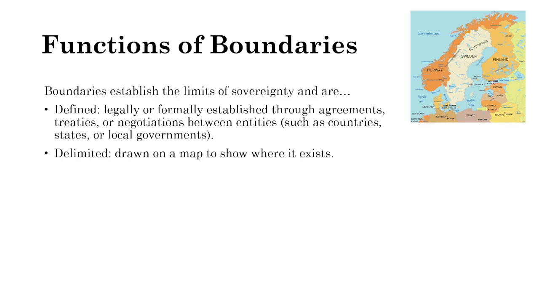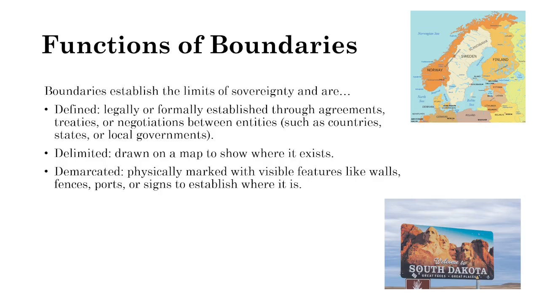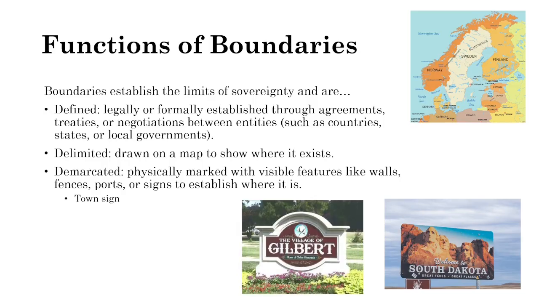Boundaries are also delimited, meaning they're drawn on a map to show where they exist. Boundaries are also demarcated, which means they're physically marked with visible features like walls, fences, ports, or signs to establish where it is. For example, when you go into different states in the United States, you see those welcome to South Dakota, welcome to Maine, welcome to Florida signs. They can also be town signs.